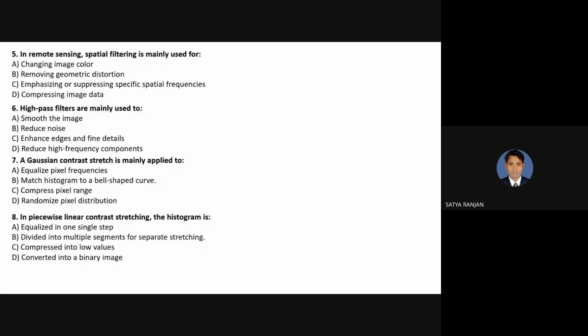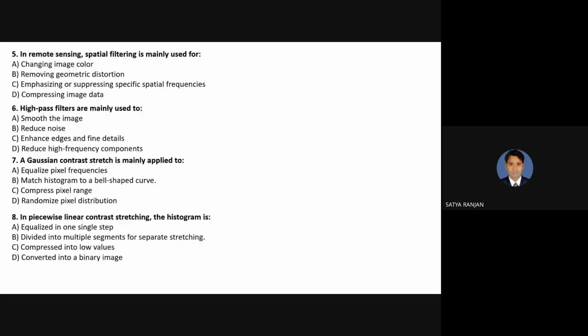So question number five is: in remote sensing, spatial filtering is mainly used for. Removing geometric distortion is not correct, so it is not related to geometric distortion. Emphasizing and suppressing specific spatial frequencies or compressing image data. So it is not related to compressing image data. Changing image color is not one of the objectives. So C is the answer.